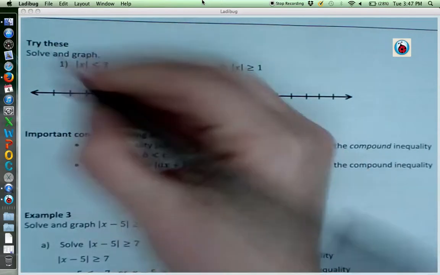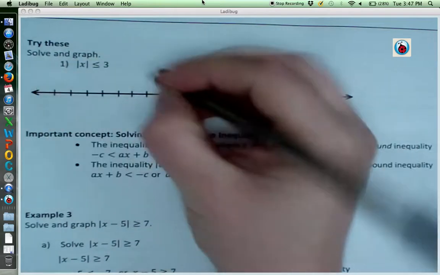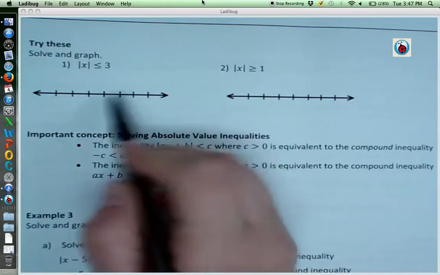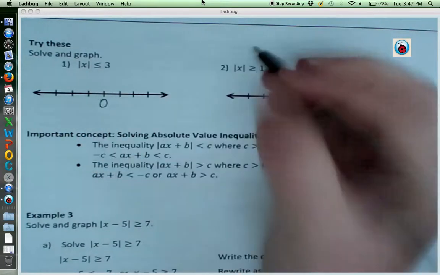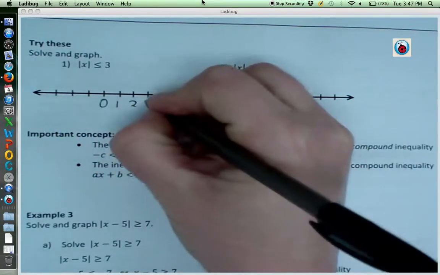So I'm going to first set up my number line. I want to make sure I get to +3 and -3. So if I have 0 in the middle, okay, 1, 2, 3, that works.